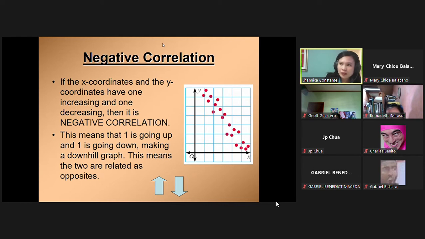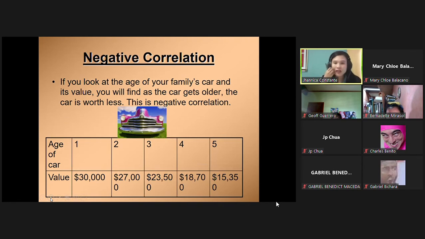The other type of correlation that we have, besides a positive correlation and a negative correlation, is no correlation. One example of a negative correlation based on a set of data is the age of a car. As the age of the car increases, the price of that car decreases. Okay, so that is negative.